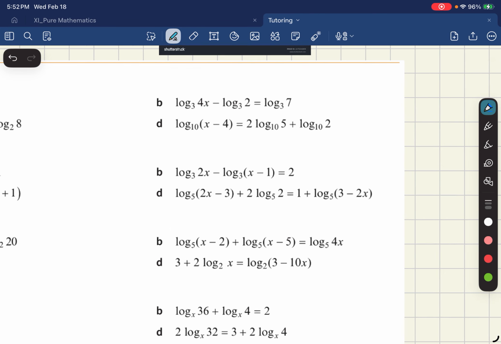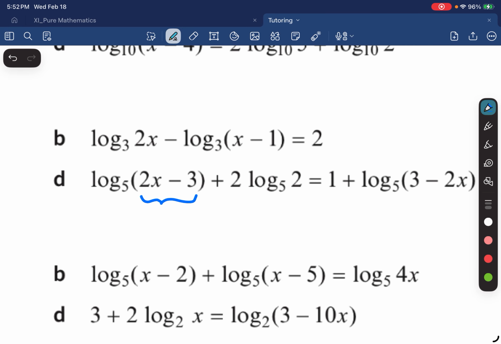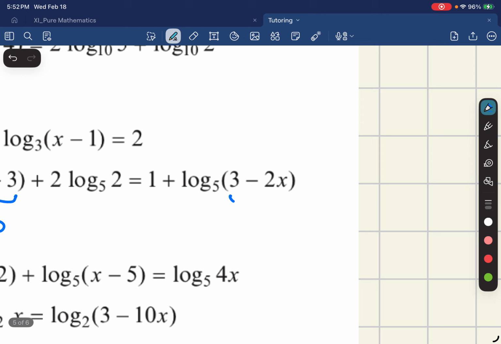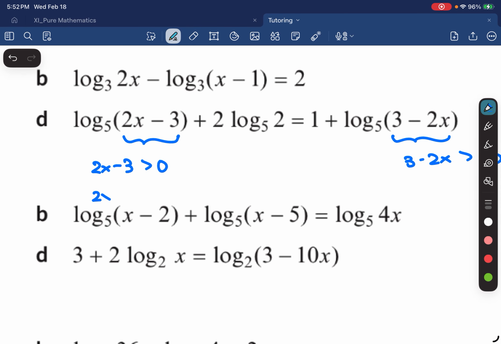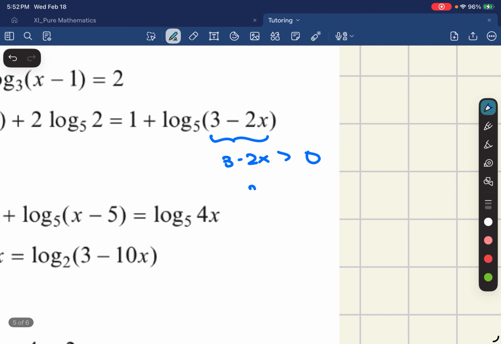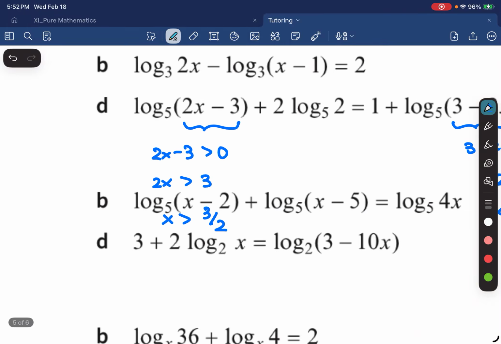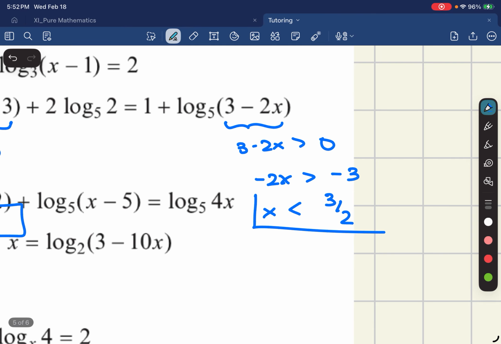And for 2D, if I look here, this tells me that 2x minus 3 has to be bigger than 0. This tells me that 3 minus 2x has to be bigger than 0. So 2x has to be bigger than 3, and x has to be bigger than 3 over 2. And then this tells me that minus 2x is greater than negative 3, right? Then when I divide by negative 2 on both sides, I have to flip the inequality. So I get 3 by 2. So x is bigger than 3 by 2, and x is less than 3 by 2.